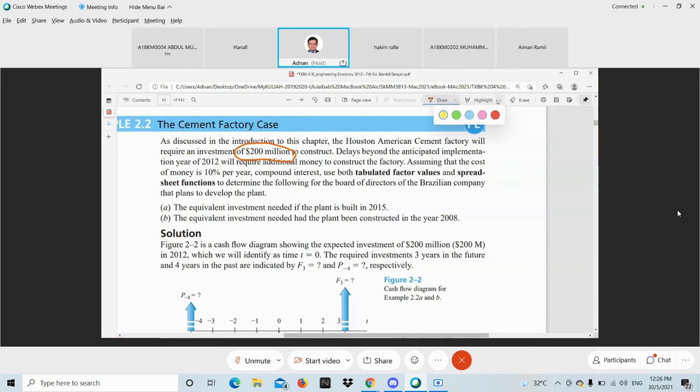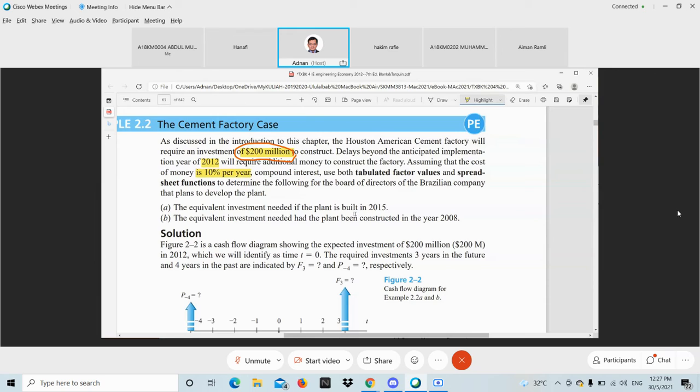Okay, kalau lambat buat kilang ni kena tambah wang. Okay, kalau buat sekarang 200 juta. Okay, assuming sekarang adalah 2012 lah. Okay, sebenarnya ni dah 8 tahun 9 tahun lepas. Assuming the cost of money is 10,000.